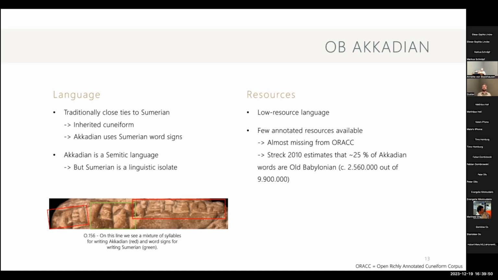Akkadian itself, in computational terms, is a low resource language. Don't get me wrong, there is a lot of text out there. There are tons of texts if you consider it as a classicist, or ancient languages in general. But computationally, there's a very low resource. There are very few annotated resources available of Old Babylonian Akkadian specifically. From ORACC, the Open Richly Annotated Cuneiform Corpus, which is the biggest one, there's almost no Old Babylonian Akkadian texts. Even though Michael Streck, he's German, estimated in 2010 that around 25% of Akkadian words should be Old Babylonian. So there's a lot out of the full Akkadian corpus that should be Old Babylonian, but there is very little freely available, I should say.